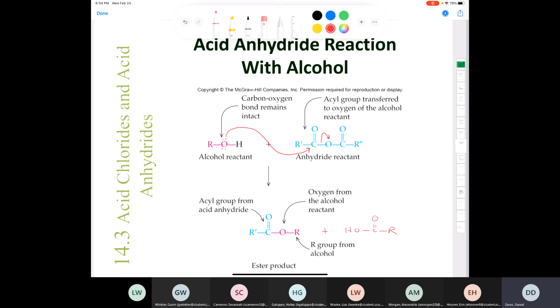So you see again how the anhydride transferred the acyl portion, that's the acyl group, and then here's your acyl group now. It just literally transferred over onto the oxygen of the alcohol, and what do you have? You end up with an ester.